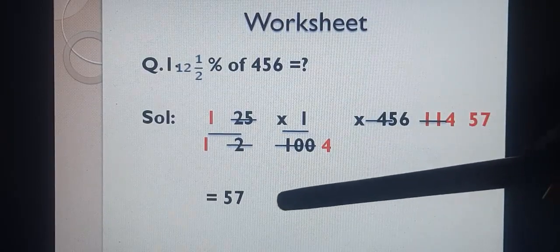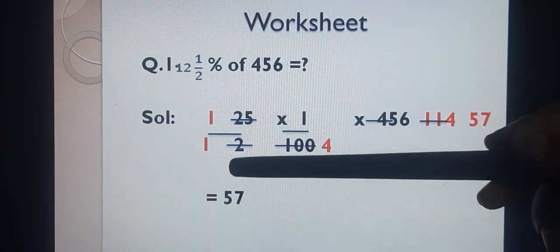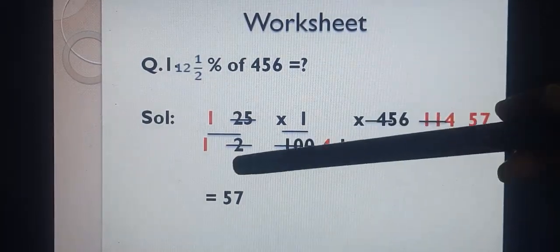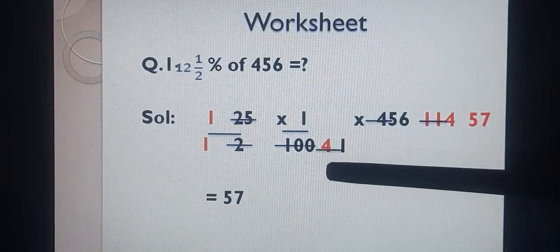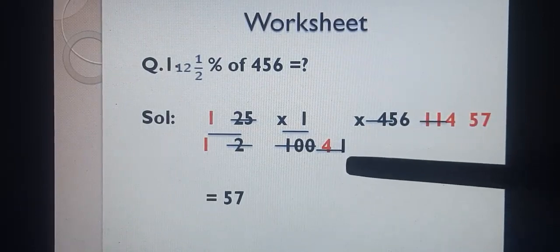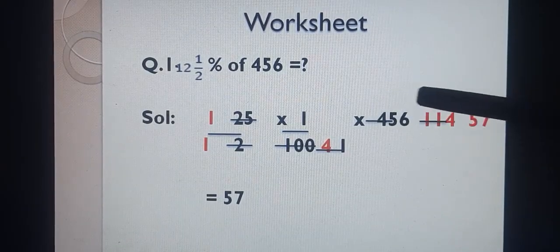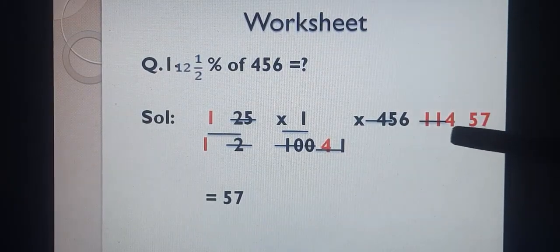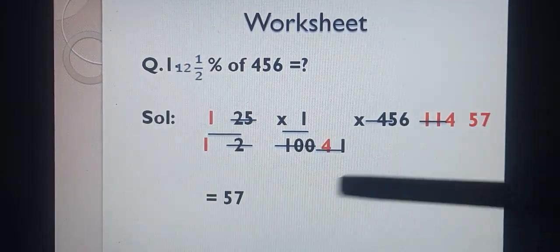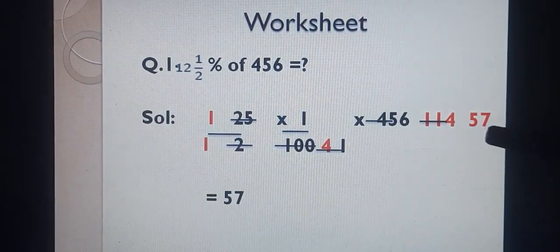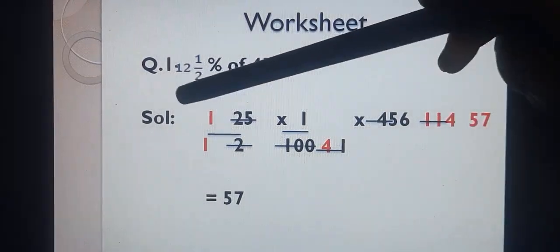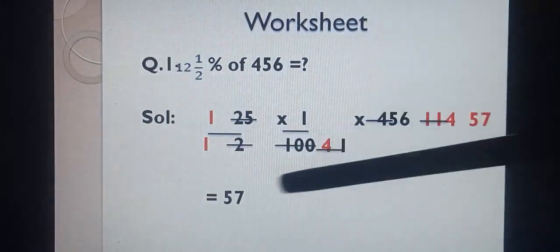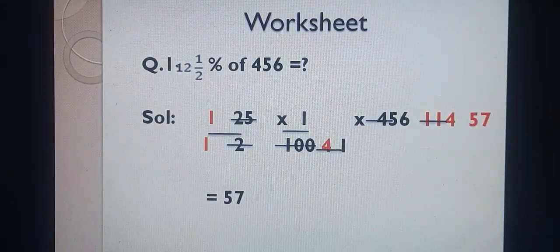Right? Now we will do cancellation here. 2 ones are 2. Cancellation with 2 we will do later on. First of all, now we will do cancellation with 4 and 456. 4 ones are 4, 4 ones are 4, 4 ones are 4, 4 fours are 16. Understood? Now 114 and 2. 2 ones are 2, 2 fives are 10, 2 sevens are 14. Now in the numerator it is left 1 into 1 into 57 and denominator 1 into 1. So 57 upon 1 is equal to 57.